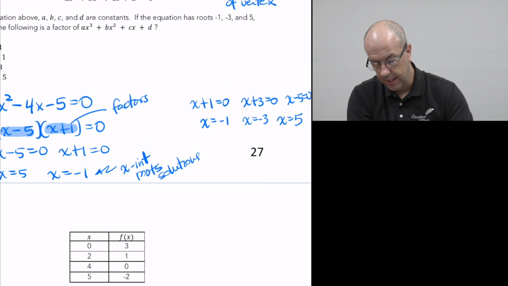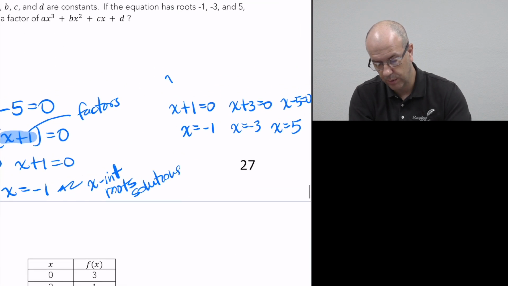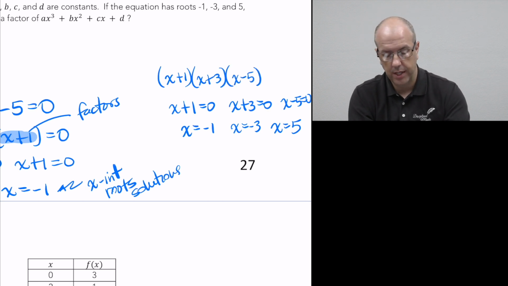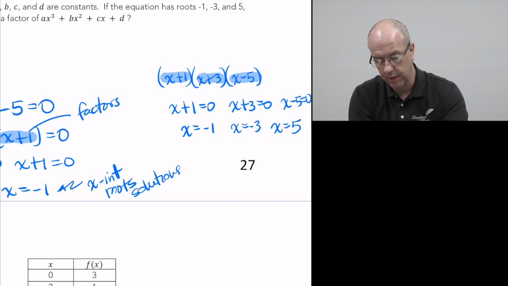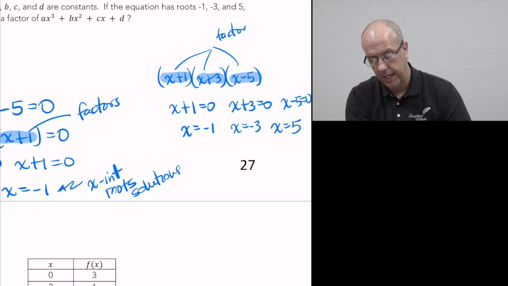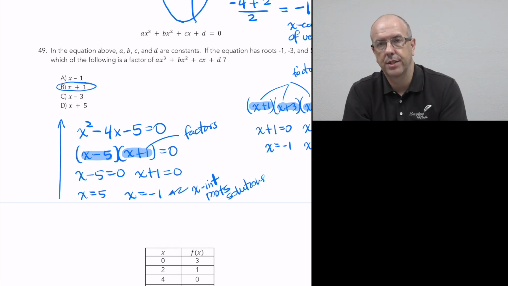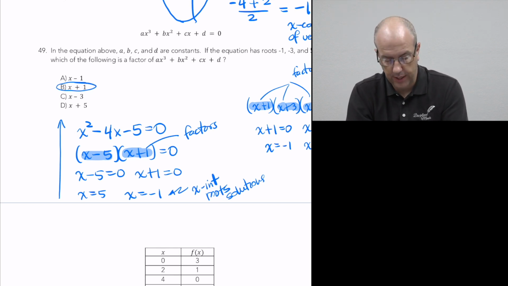And then I multiply all of those together. So x plus 1, x plus 3, x minus 5, right? And these represent my factors of the expression, right? So each one of these is a factor. And we look over here, and answer choice B is the only answer choice that matches one of those answers, and therefore it has to be the correct answer.